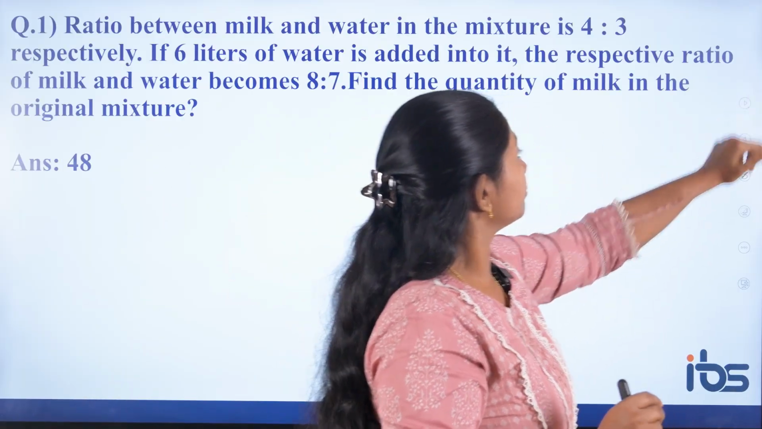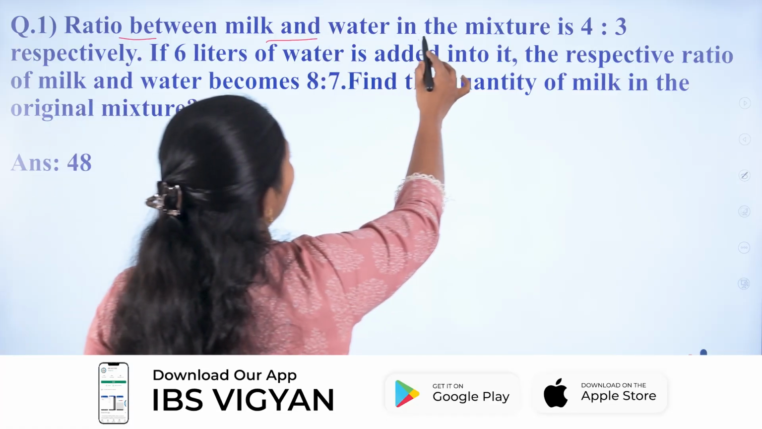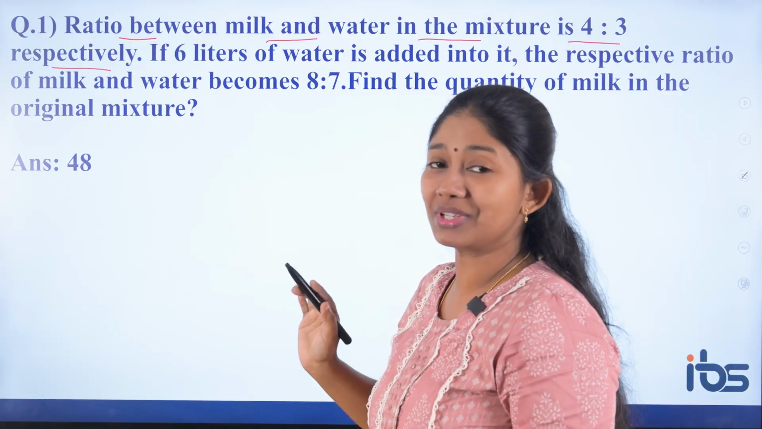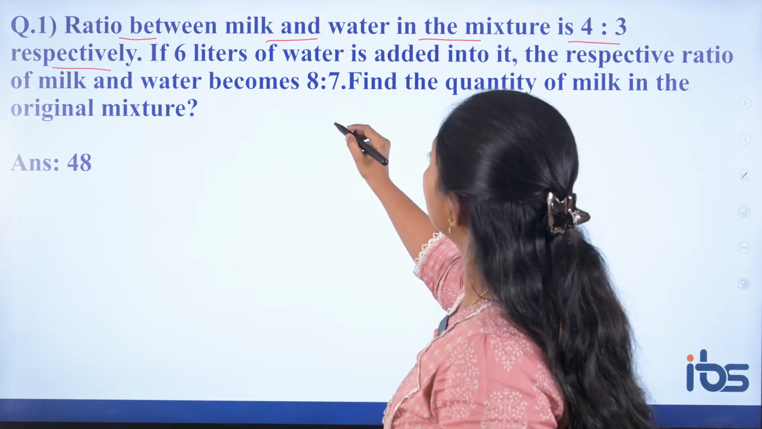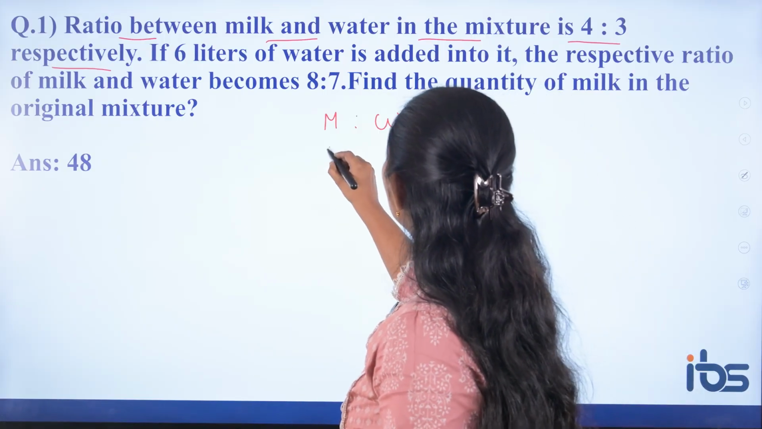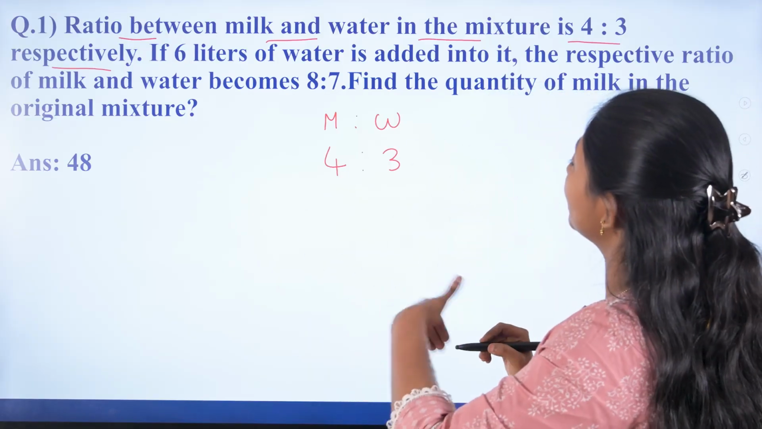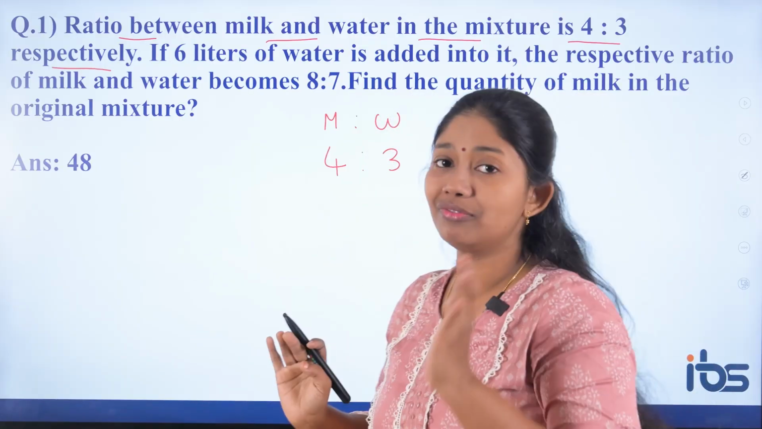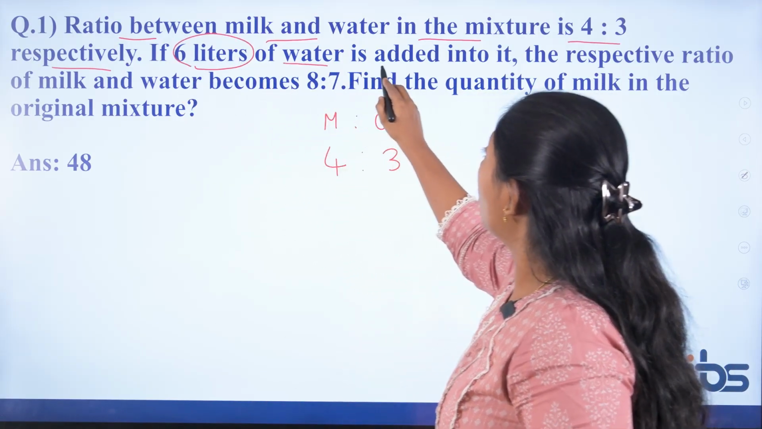So let's start. The first question: the ratio between milk and water in the mixture is 4:3 respectively. I have already told you a mixture is a composition of two or more entities. So here we have a mixture of milk and water in the ratio of 4:3. If 6 liters of water is added to it, so initially you have a mixture of milk and water in the ratio of 4:3. Now you are adding 6 liters of water into it.